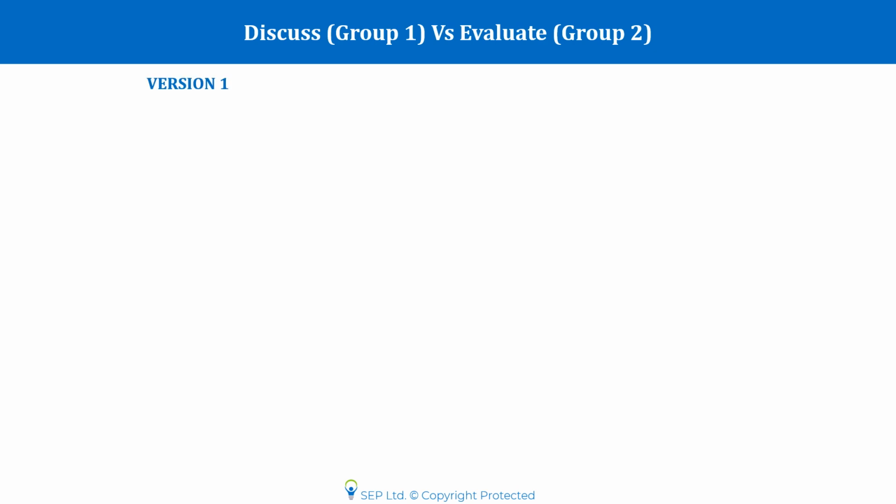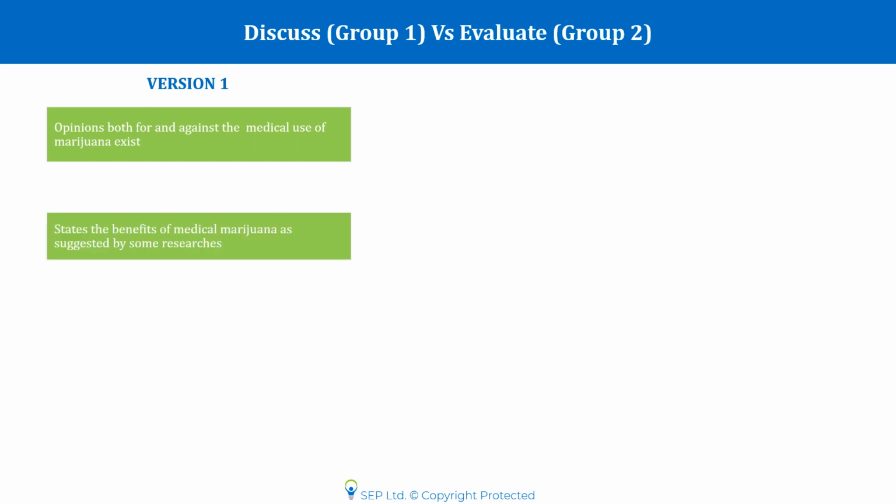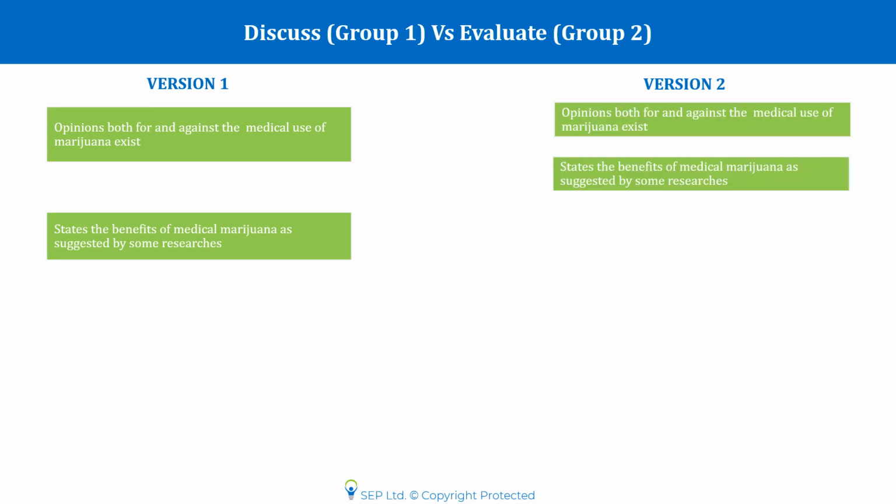In version 1, we have two paragraph summaries. The first talks about the opinions that exist both for and against the medical use of marijuana. The second paragraph talks about the benefits of medical marijuana as shown by some researchers in the past. Let us see what version 2 says. Version 2 of the same passage says the same thing for the first two paras.